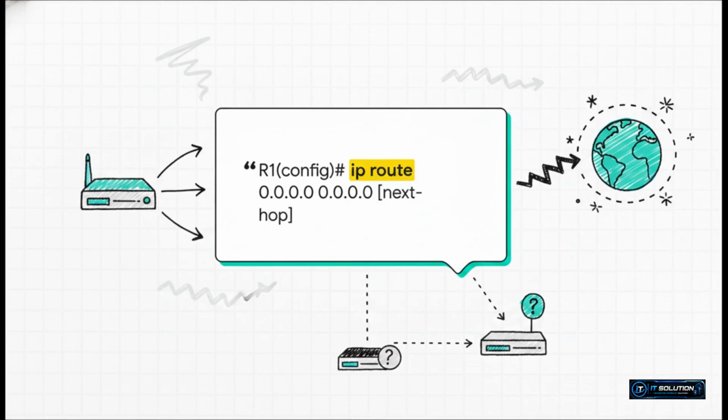Now, for the router itself, this concept is implemented as a default static route. The syntax uses a quad 0 address and a quad 0 mask, 0.0.0.0 0.0.0.0. This translates to match absolutely any IP destination. So if a router's routing table has no specific match for a packet, it will forward it to this gateway of last resort, which is usually the service provider's router leading out to the broader internet.